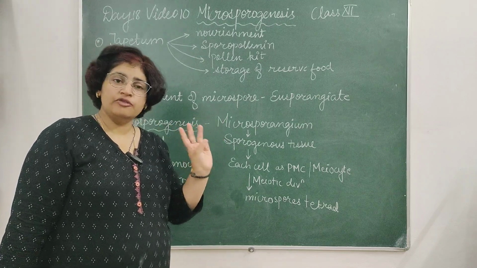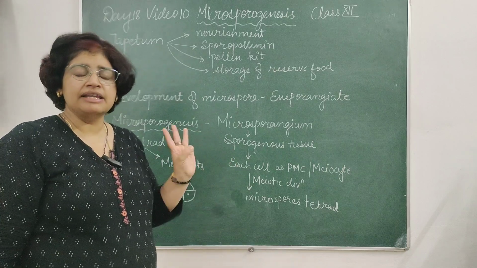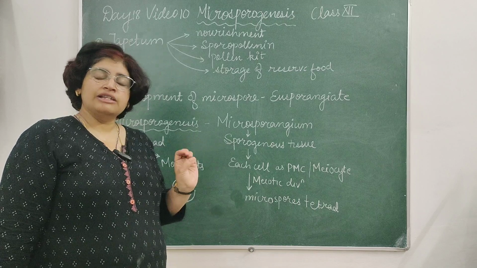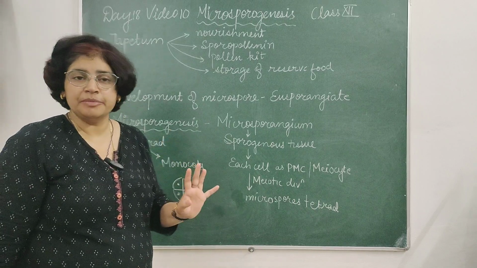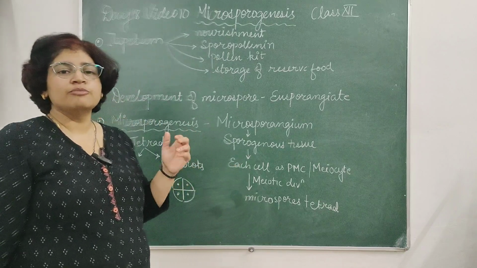From outside to inside, the first 3 layers, epidermis, endothecium and middle layers, help in protection of the microspores as well as in the dehiscence of the anther. And the last layer was the tapetum, which provides nourishment to the maturing pollen grains.